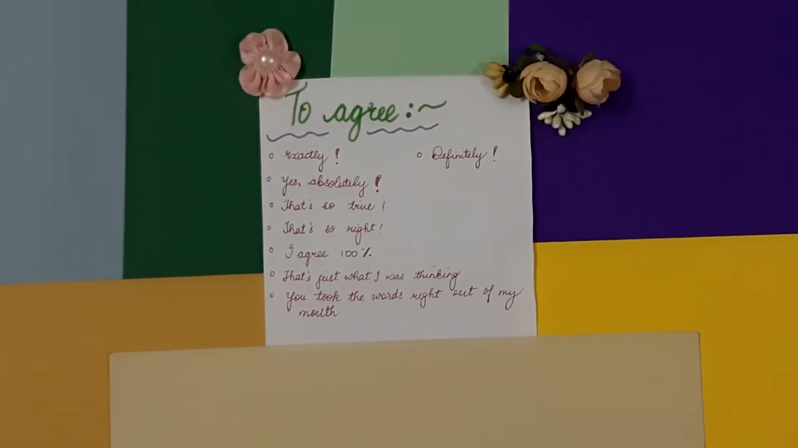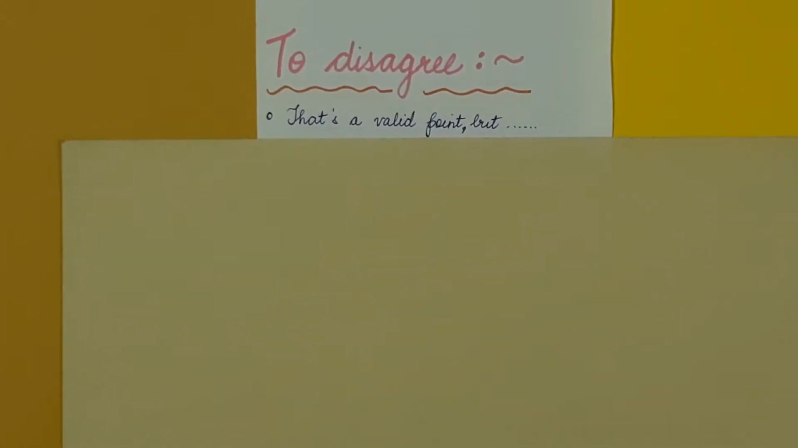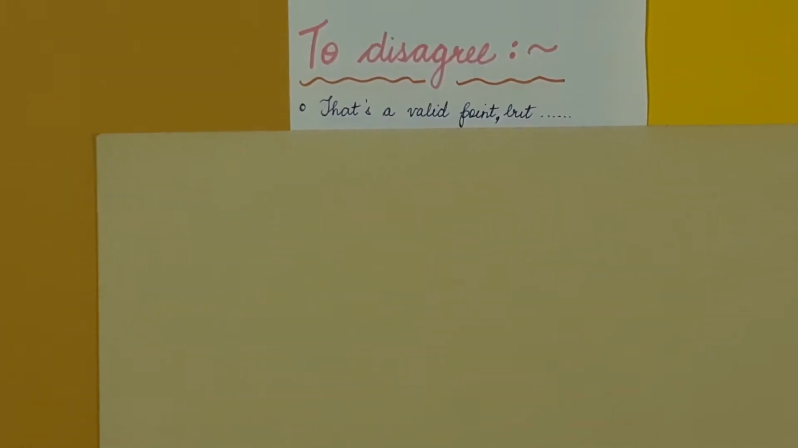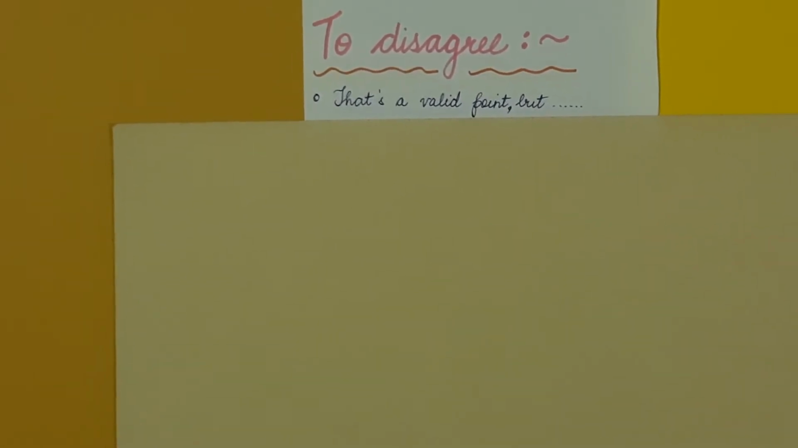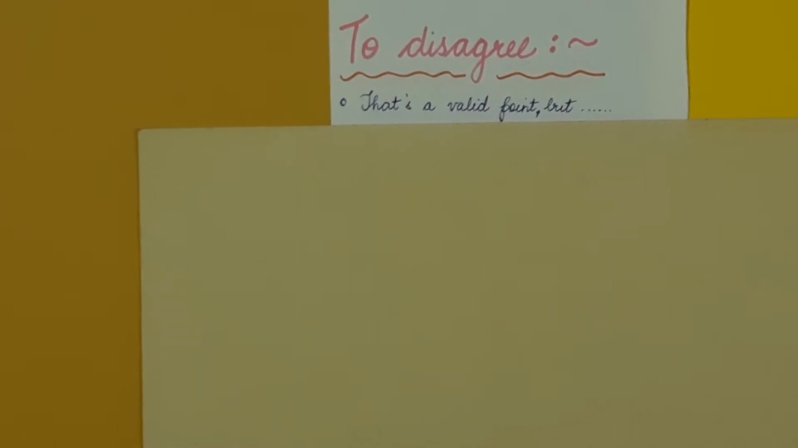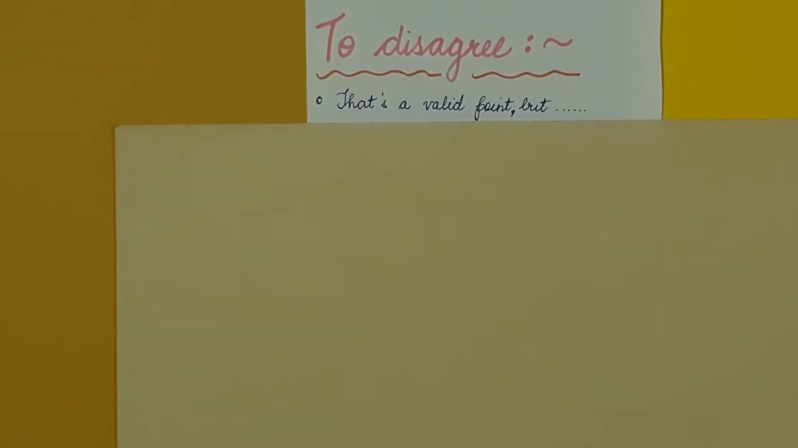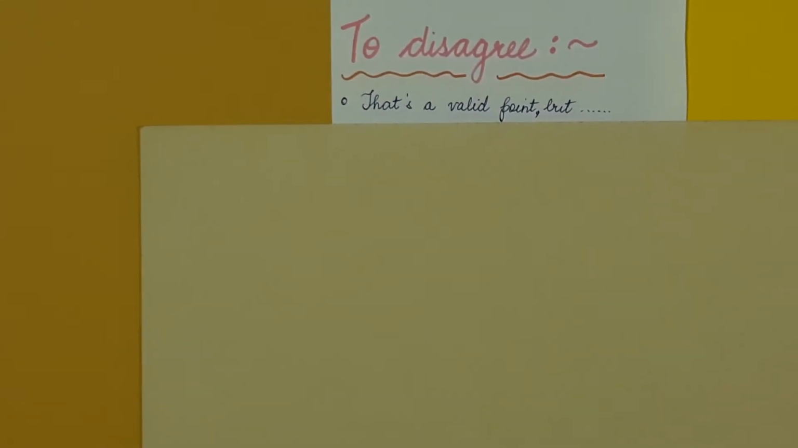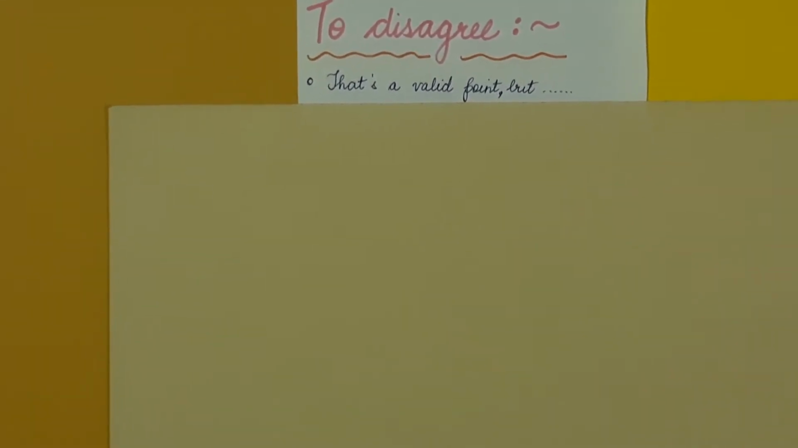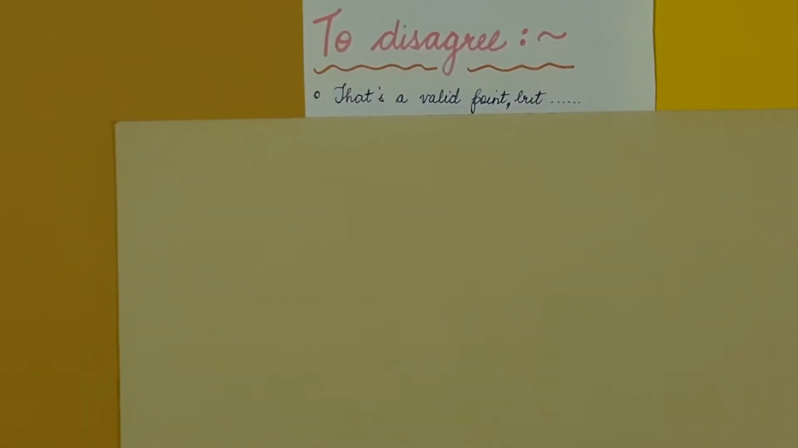Now let's proceed on to disagree. The first one to disagree is that's a valid point, but. That's a valid point, but it is used when you think that whatever that person has put or spoken is valid, is true, but not so true that you totally agree on that. And the reason we have used but is that you don't want to hurt that person, and then after but you put your opinion. What do you think? Then just say that's a valid point, but then say whatever you want, blah blah blah.